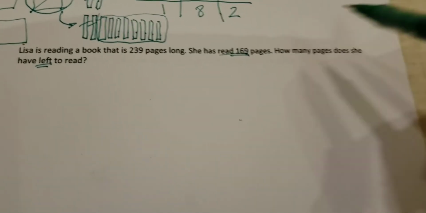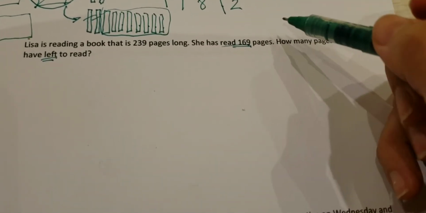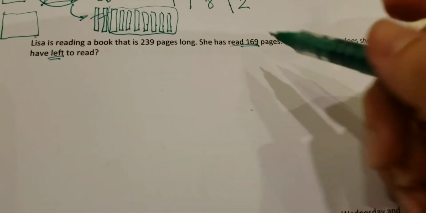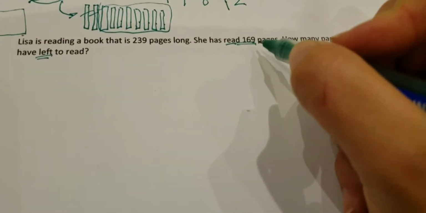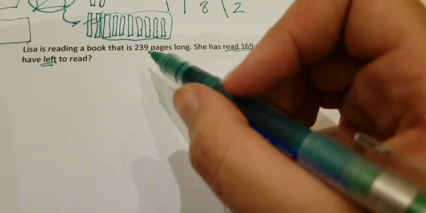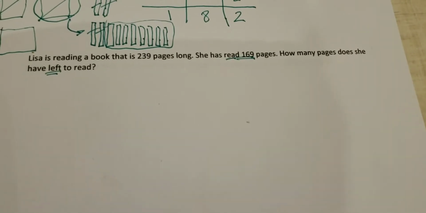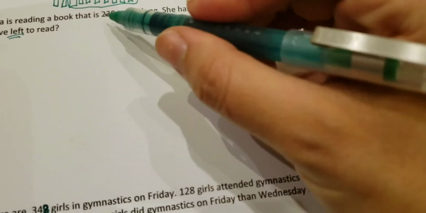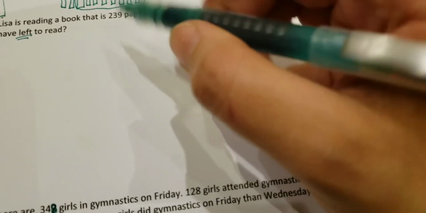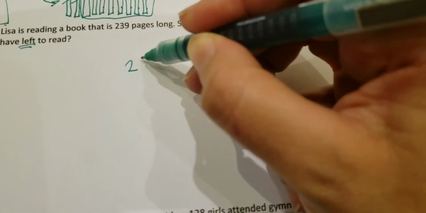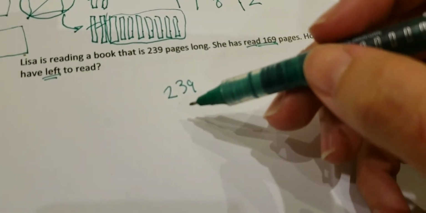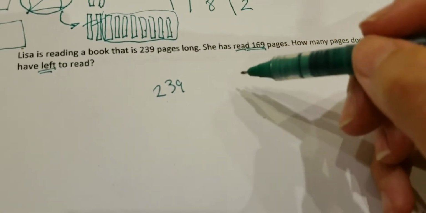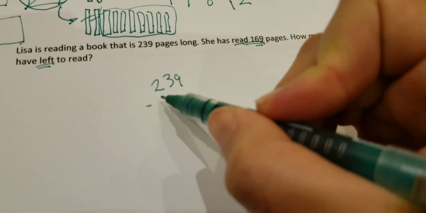Okay. This is a subtraction problem because it wants to know how many are left. And it tells us how many she already read. So this is like saying how many pages did she not read? So the first thing we need to do is rewrite the problem. We need to write the total number of pages in the book, which is 239. Now we're going to subtract or take away 169.